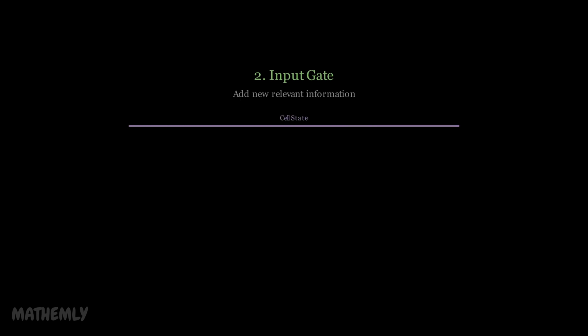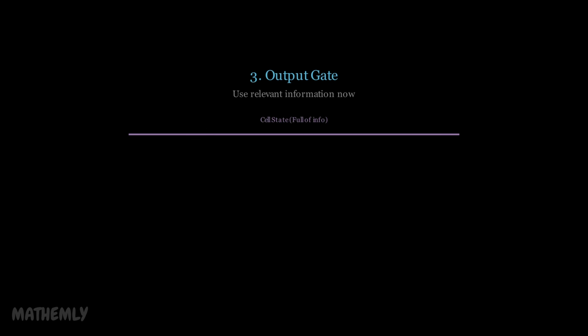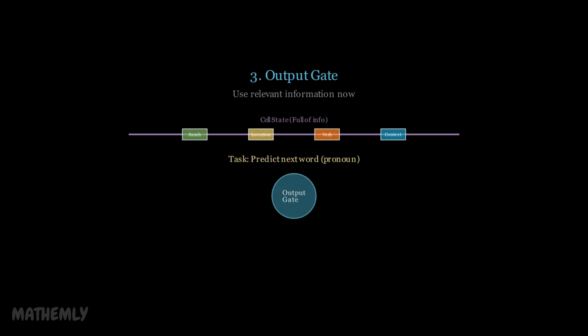The input gate. This decides what new relevant information from the current step is worth adding to the cell state. In our example, it takes the new subject Sarah and stores her details safely on the conveyor belt. The output gate. This decides what specific part of that long-term memory needs to be pulled off the belt and used right now for the current prediction.